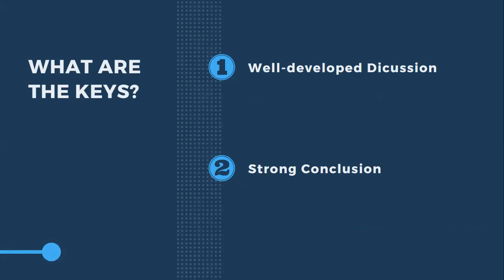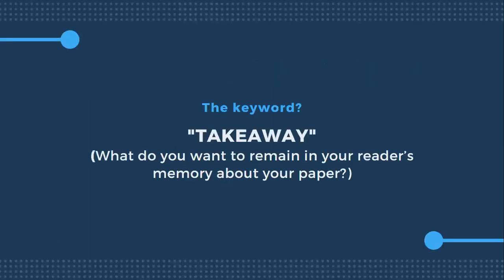So for an AC2 research paper and other literature reviews that you might find yourself writing in your future classes, the first key to a lasting impression writing is having a well-developed discussion section. And then the second one, which is going to apply for all of your academic writing, is having a strong conclusion as well. And the keyword for both of these sections that we want to take note of is the takeaway. What exactly do you want to remain in your reader's memory about your paper?